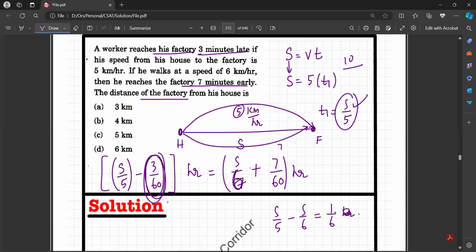This will be 1 by 6. S by 5 minus S by 6 will be what? S by 30 equals 1 by 6. Now this is kilometer per hour, this is hour. So the total answer will be in kilometer. S will be 5 kilometers. So the answer would be 5 kilometers. Is it clear? Got it? Let us proceed to the next problem.